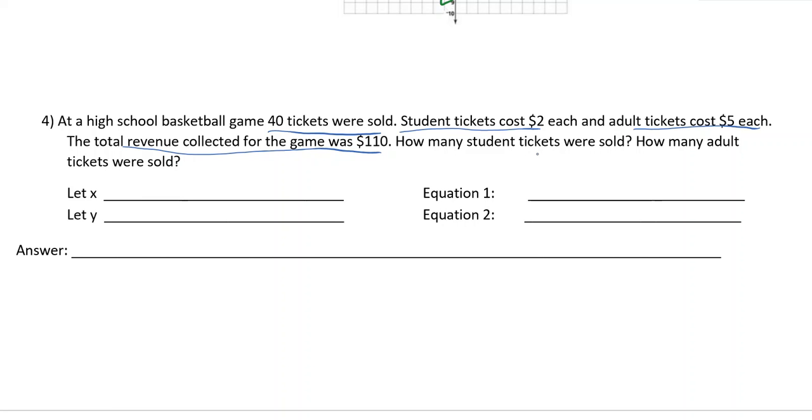The first step is to establish what x and y mean. And that's always going to be whatever is being asked for. In this case, it's pretty clear. It's asking for how many student tickets and how many adult tickets. So let's make x the number of student tickets. And y be the number of adult tickets.